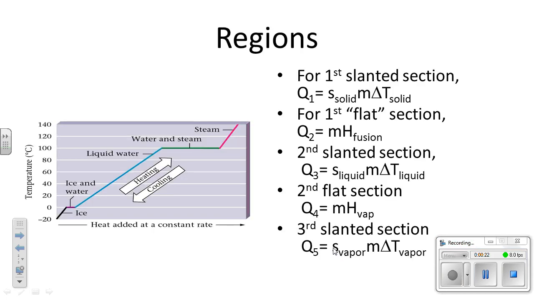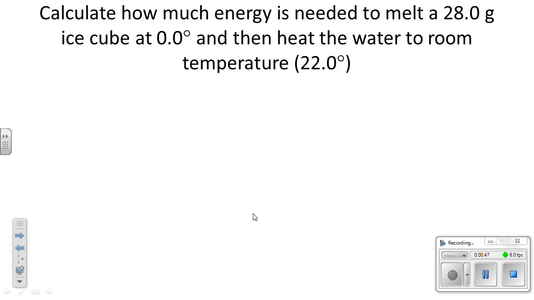Okay, let's go back to our road map here. We are ice, so we are in the slant or the flat section right here. We are going to have to melt it, so in the flat section we're going to use one of these equations. And then in the slanted section, we're going to go part way up here, up to 22 degrees. So in the slanted section, the delta T will be the change from 0 up to 22. All right, so there's the problem.